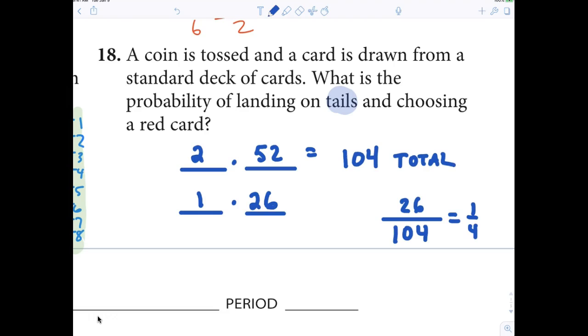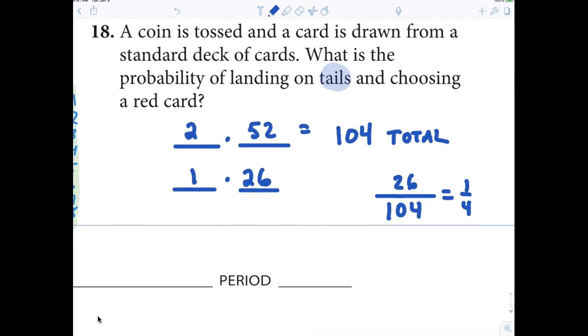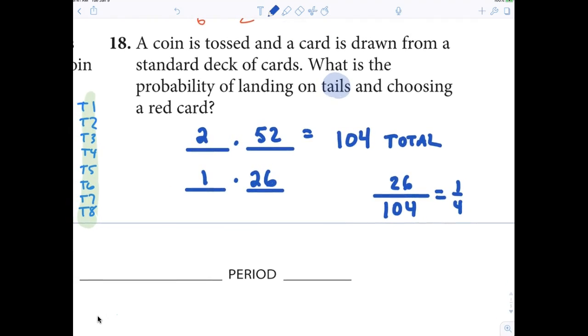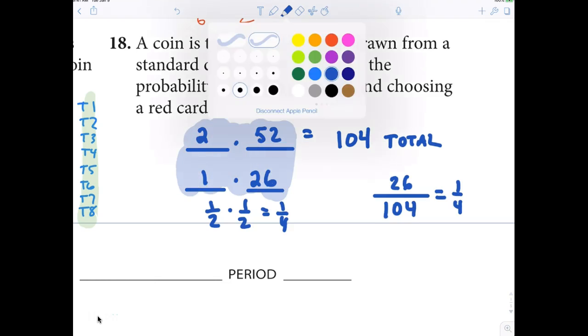Another way you might want to look at this is I'm going to show you a little shortcut here. Look up, please. What's the probability of getting a tail? 1/2. What's the probability of getting a red card? 1/2. So guess what? 1/2 times 1/2. I know what you meant. You didn't mean to add. You meant to multiply. What's 1/2 times 1/2? 1/4. That's another way. This is kind of like a little shortcut.